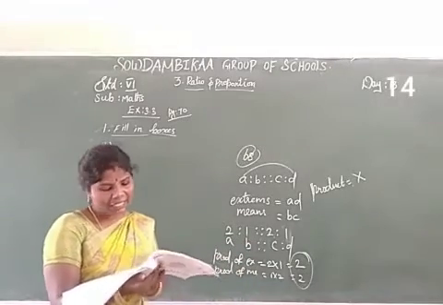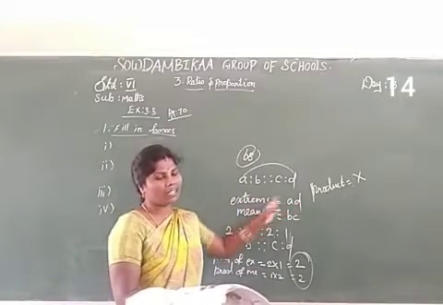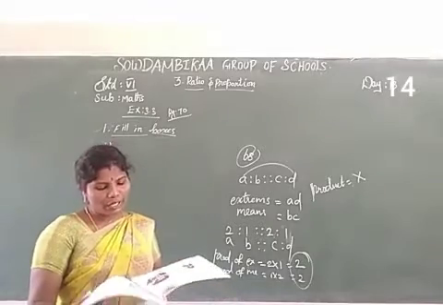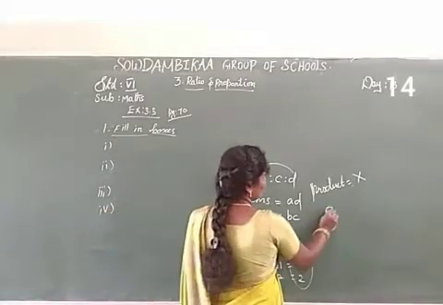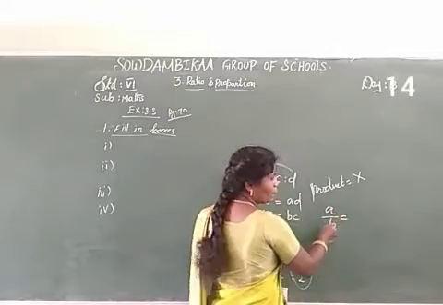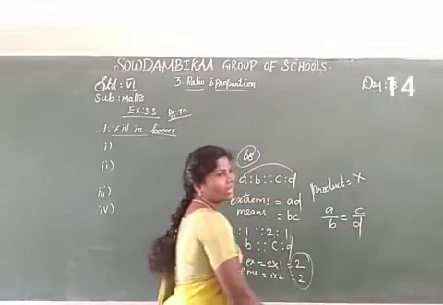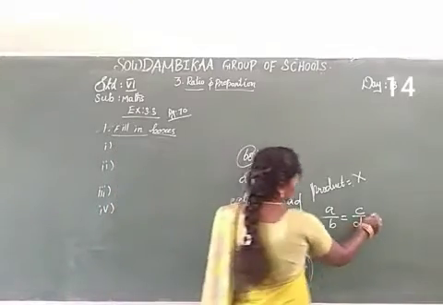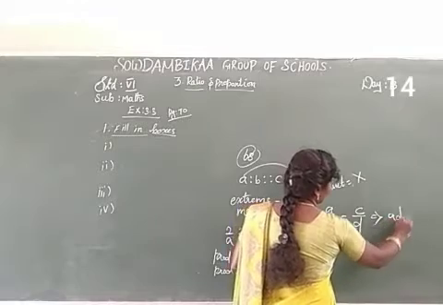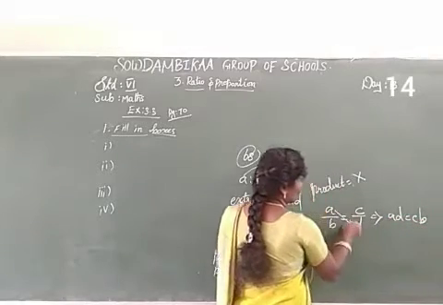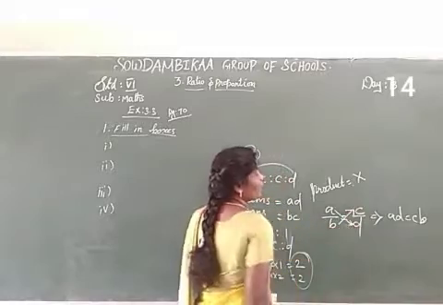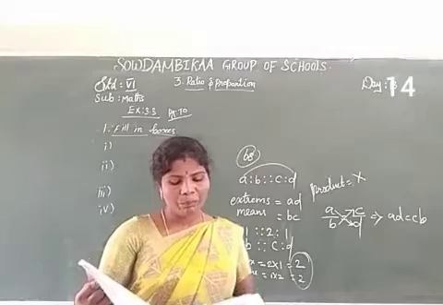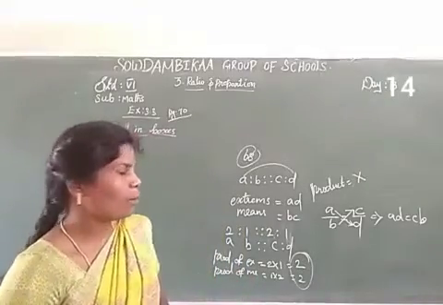Here A and D are the extremes, and B and C are the means. If two ratios are equal, A divided by B is equal to C divided by D, then A into D is equal to B into C, or C into B. This is called the cross product of proportion.